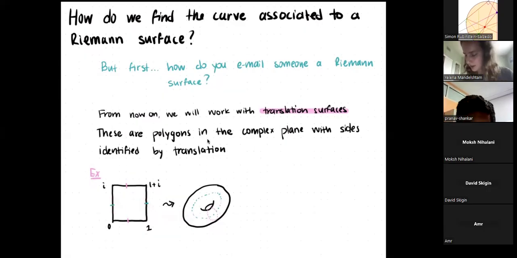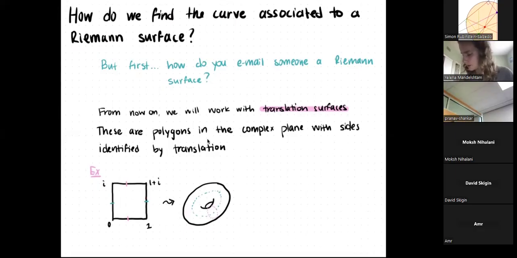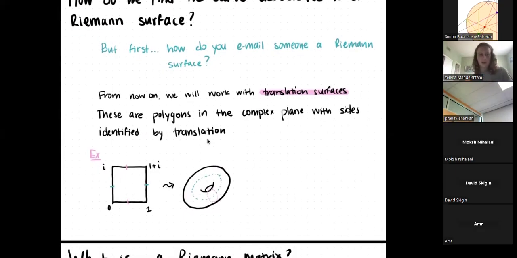If we're identifying other sides, then my boundary might look like that or something. So of course it does give you a different thing, and actually it might not even give you the same shape. In general, if you pick a given polygon, you might get a different shape if you choose different sides to identify.